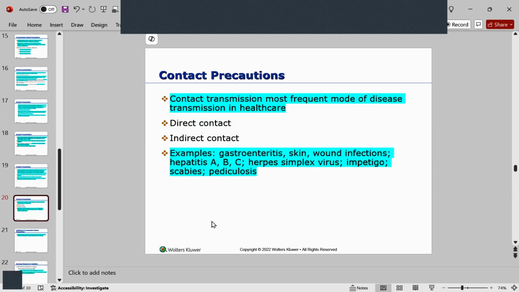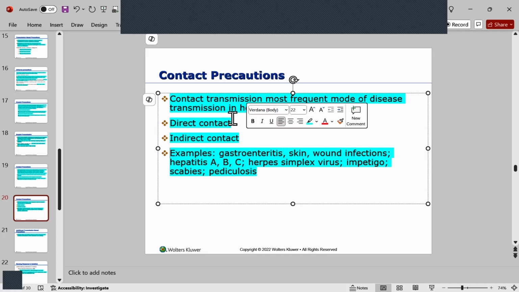Contact transmission, by the way, is the most frequent mode of disease transmission in healthcare. And when we talk about direct contact or indirect contact, direct contact would be, I don't have gloves on and I touch your infected wound, direct contact. Or someone has unprotected sex with someone else, okay, that's direct. Indirect contact can be something like where there's a vehicle involved. So the patient with C. diff, for example, who goes to the bathroom, wipes, doesn't wash their hands, touches the doorknob, touches the wall, and someone comes behind them, touches that same doorknob. So they didn't directly contact the patient, but it was an indirect contact.